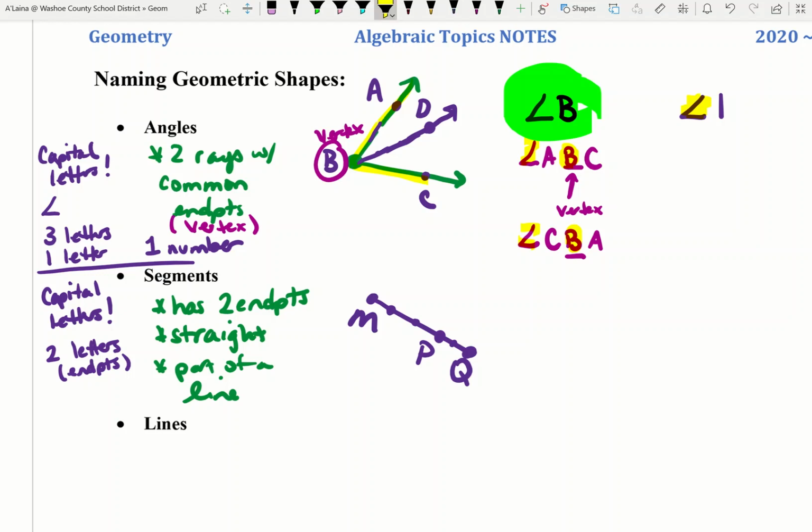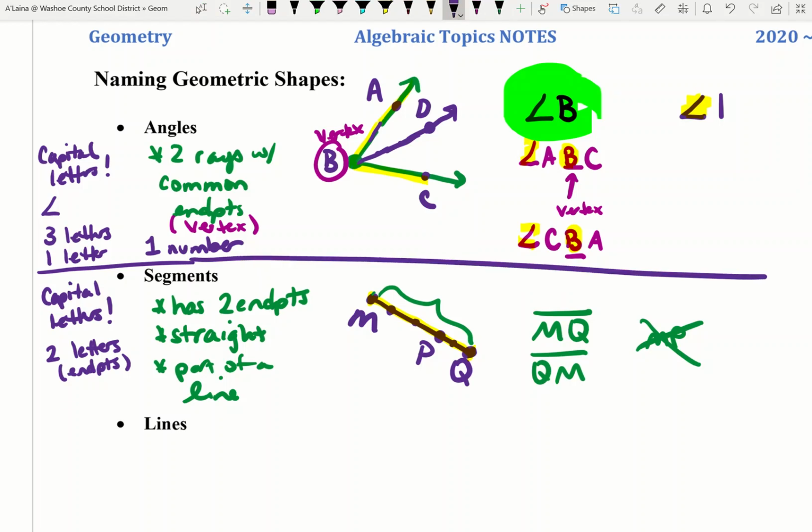Now let's say I wanted to name the segment that starts at M and ends at Q. I would name the two endpoints and draw a bar over them. It doesn't matter which endpoint you name first, but they have to be the endpoints. If I use MP, that's talking about something different. MP is just from here to here. I wanted the entire segment starting at M and ending at Q, so M and Q have to be the letters I use. They have to be capital letters, and we're going to draw a bar over them to show that there are two endpoints.